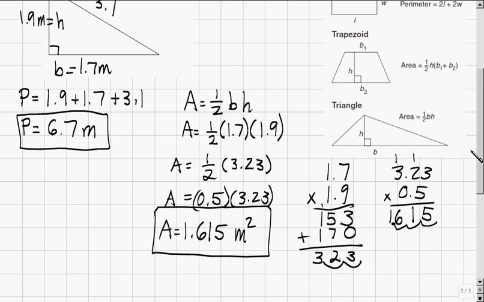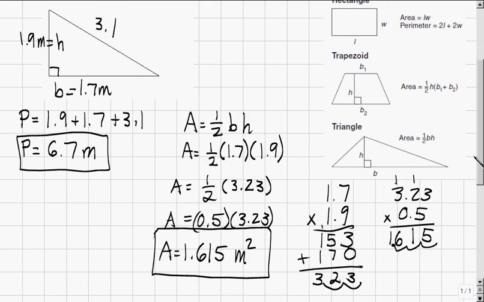So, in summary, our perimeter, the length going around the triangle, is 6.7 meters, and our area is 1.615 square meters.